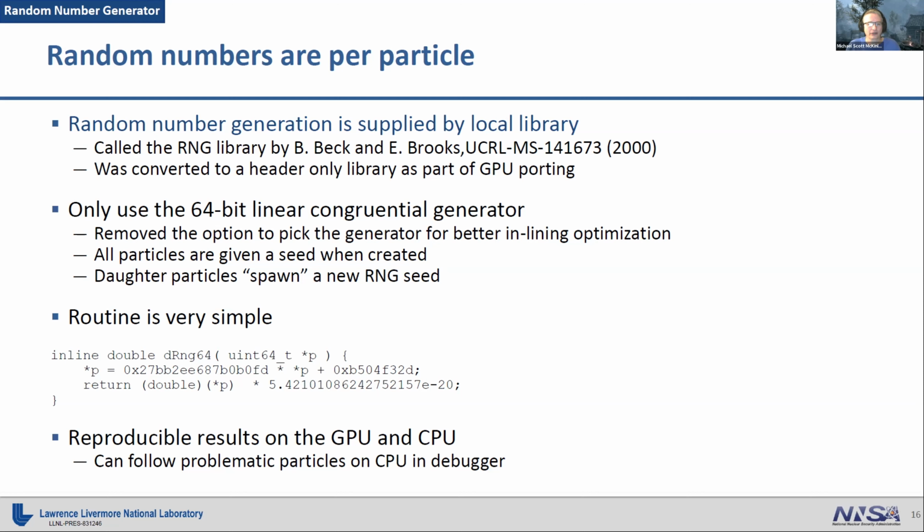This shows the main random number call we do, where every particle has its own seed and calls this. We also have a spawn function, and I think basically it just swaps bytes. So you're just jumping around in this LCG pattern, which allows for daughter particles to show up. And we get pretty reproducible results on GPU and CPU.